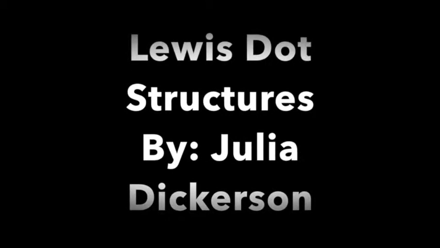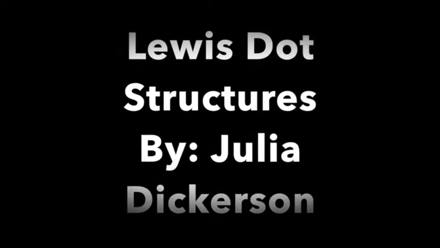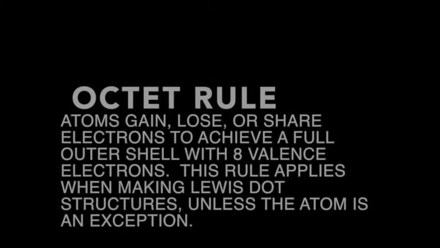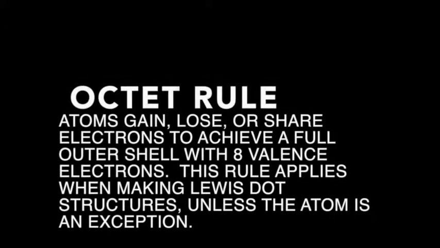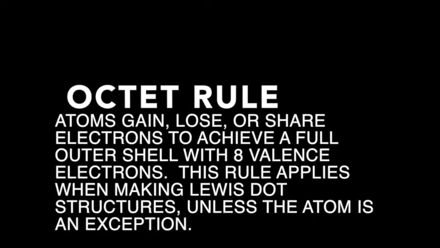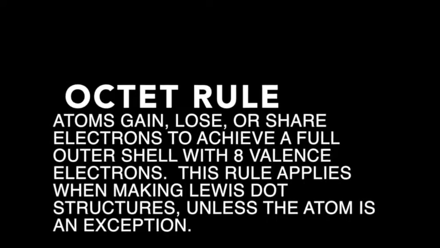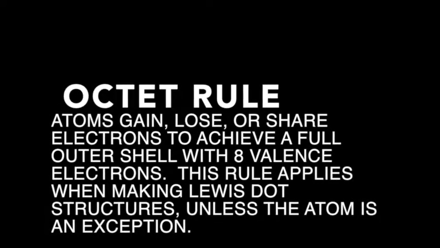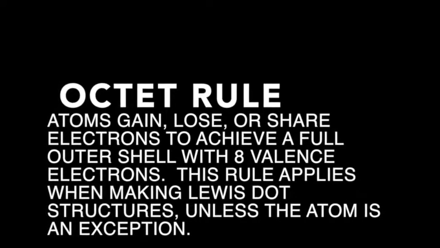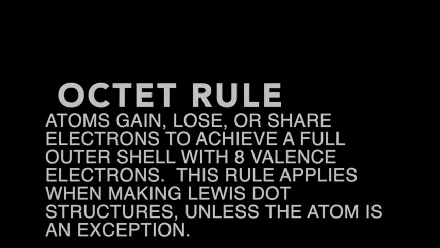Today we are going to be talking about Lewis dot structures. But before we start drawing, there's a rule that we have to keep in mind, the octet rule. The octet rule states that atoms gain, lose, or share electrons to achieve a full outer shell with 8 valence electrons. This is to achieve the configuration of a noble gas. This rule applies when making Lewis dot structures unless the atom is an exception.